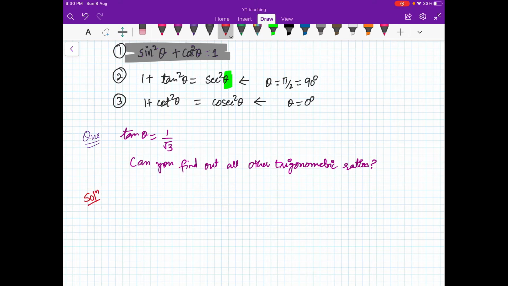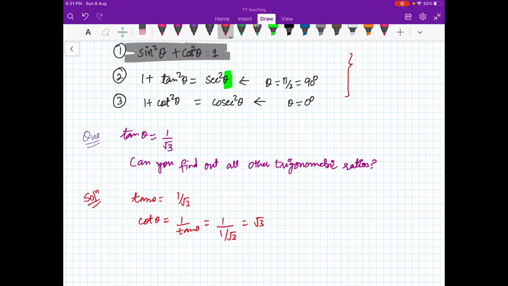Using these identities you can achieve this, and there is another way also, that you can make a triangle. We have already solved such problems, but let us see how we can find all other trigonometric ratios using these identities which we had derived in the last video. So here tan theta is equal to 1 by root 3 is given to me. Then I know that cot theta is equal to 1 by tan theta, so that will be 1 upon 1 by root 3, which is root 3. So I already have the value of cot theta.